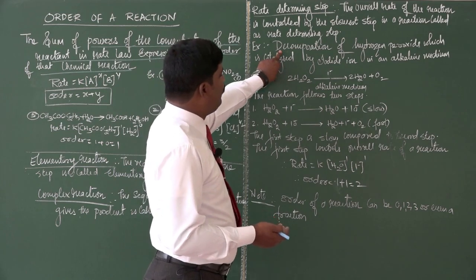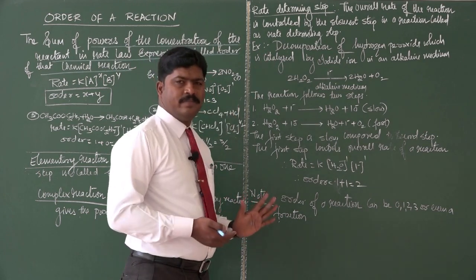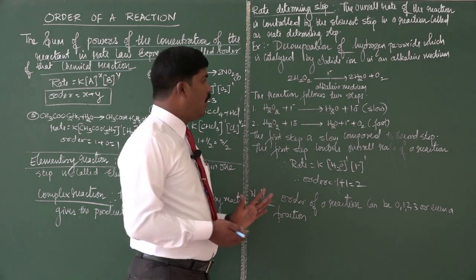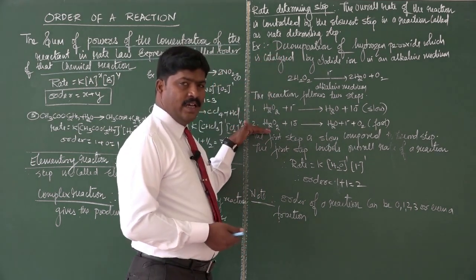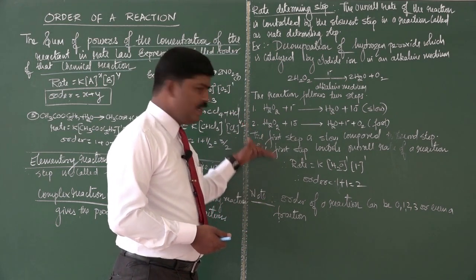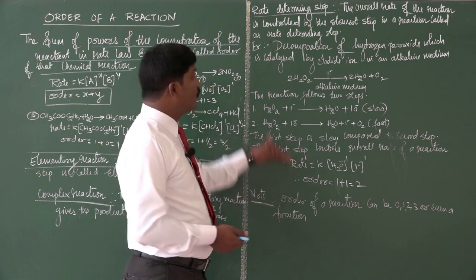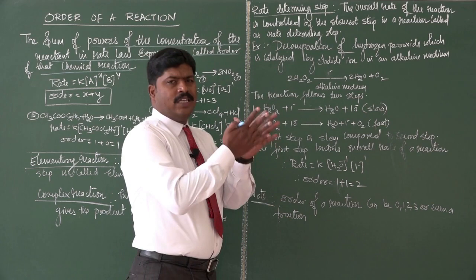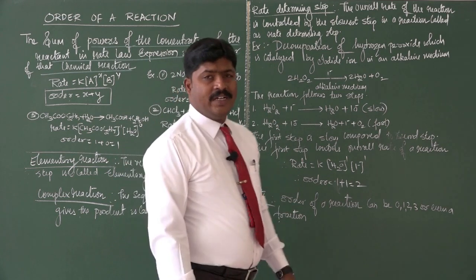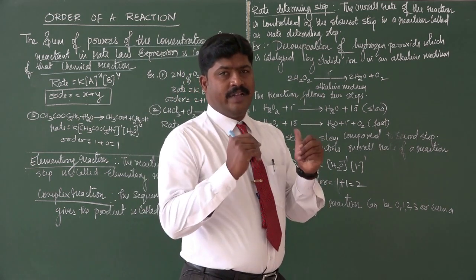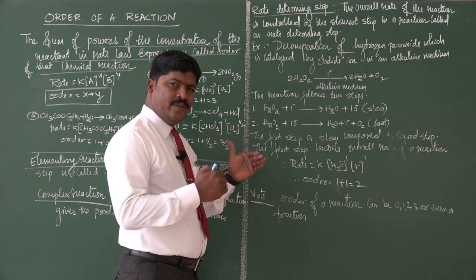Now, the decomposition of hydrogen peroxide, which is catalyzed by iodide ion in an alkaline medium. I will take this example and investigate the mechanism. In the mechanism, one step is a slow step. For that I write the rate expression, then I come to the order of the reaction. In the overall reaction there may be several steps, and one step is the slow step. We call the slow step the rate determining step, and for it we try to learn the mechanism.